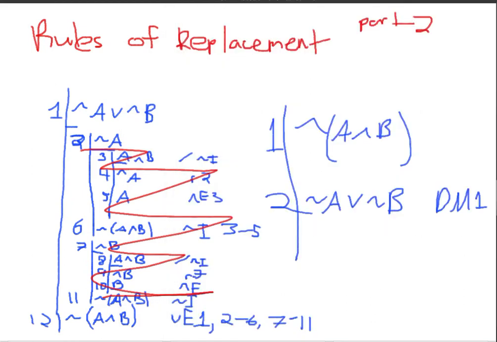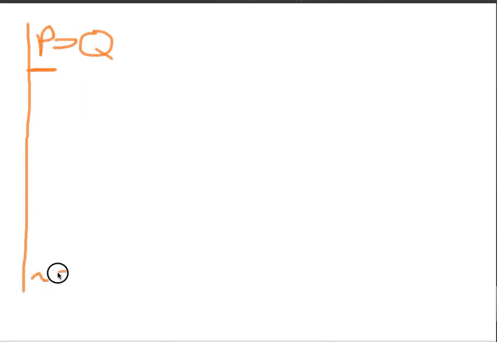So let's prove to ourselves that this is in fact a valid rule, and let's go with orange. I'm going to assume in this first case that I have if P then Q, and my goal here is going to be if not Q, then not P. This is my goal.